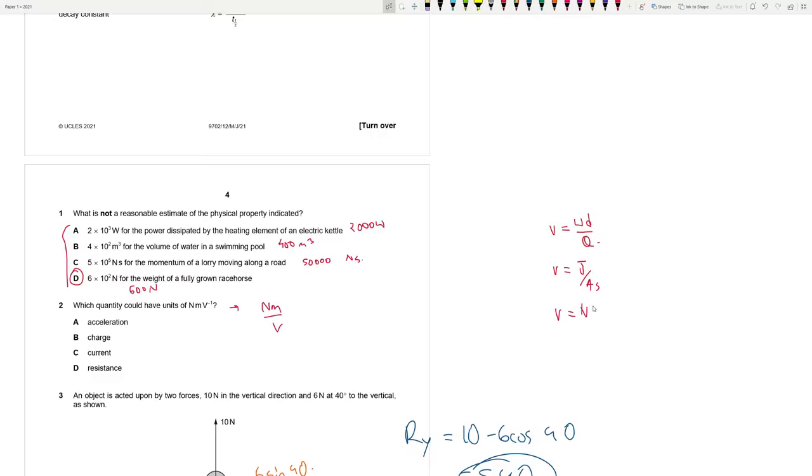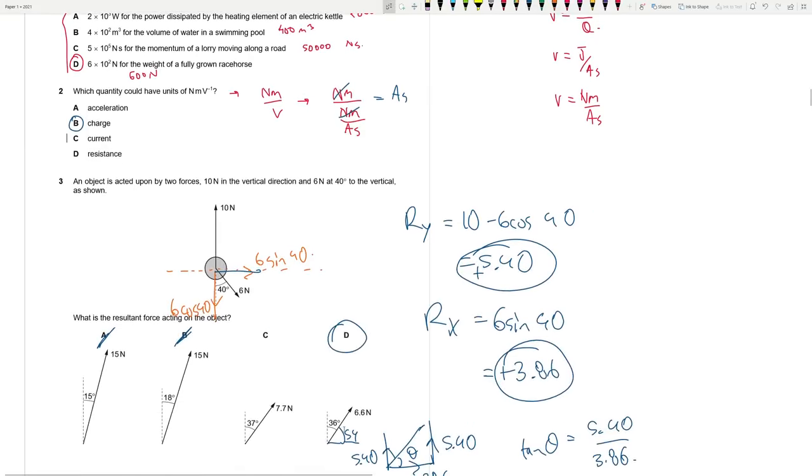Joules is work, force times distance. So newton meter divided by ampere second. So this can be written as newton meter divided by newton meter divided by ampere second. We can get rid of the newton meter, and after the reciprocal you end up with ampere second only. That's the unit of charge. Q is equal to I T, ampere second. Okay, 2B. Now let's move on to 3.